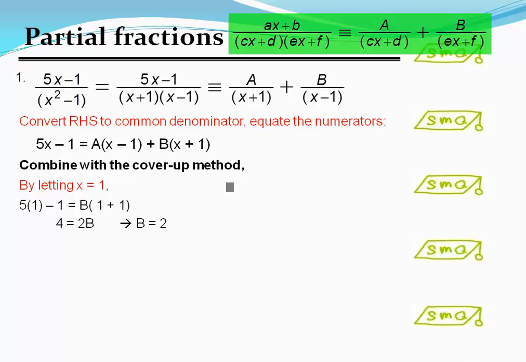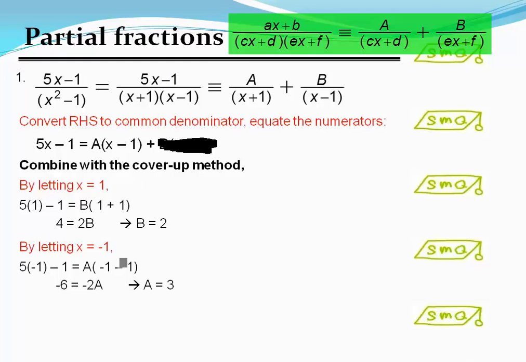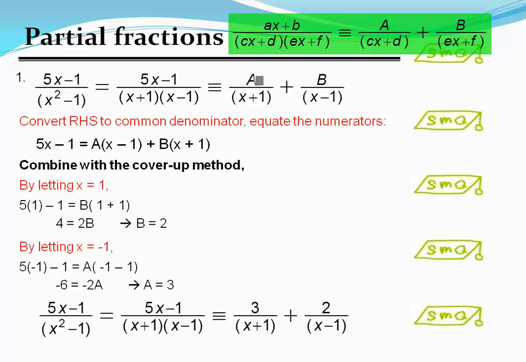Similarly, in order to solve for a, we may cover up this part by letting x be -1. Substituting the value -1 into the equation, we get -6 equals -2a. Solving it, we get a equals 3. Upon finding the values for a and b, we may now write it into the general formula. So, we get 3 over (x + 1) plus 2 over (x - 1).